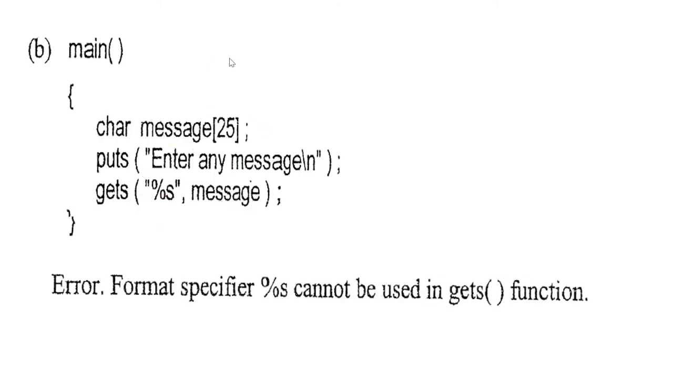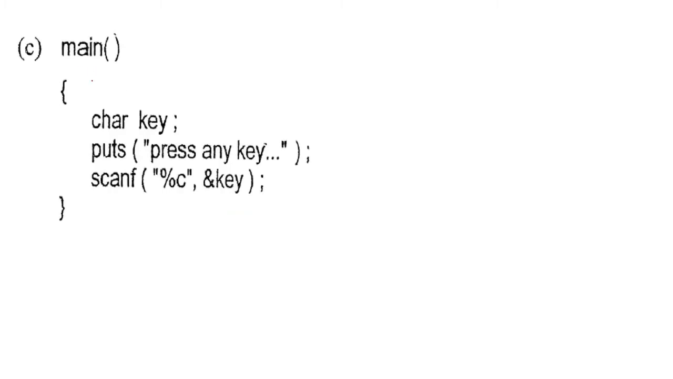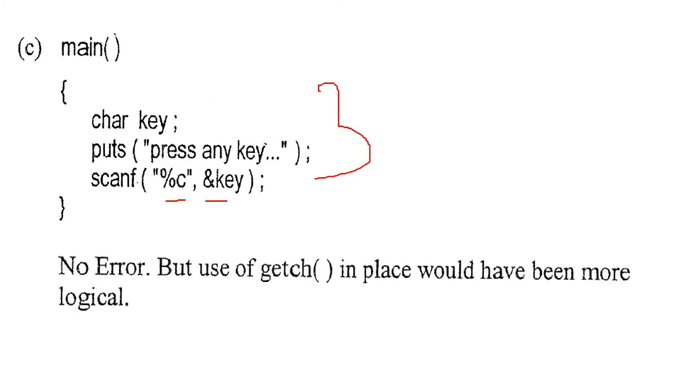Now this is main. Char ch, press any key. And this is scanf, %c, &key. So there is no error. But with this puts, you might have used getc. Use of this getch would be more logical.